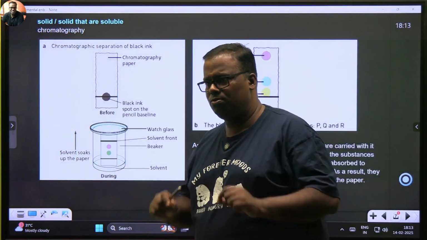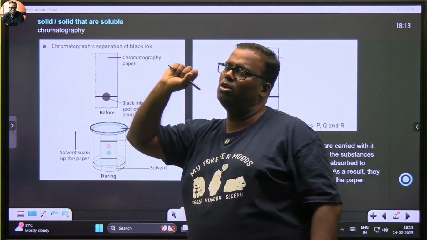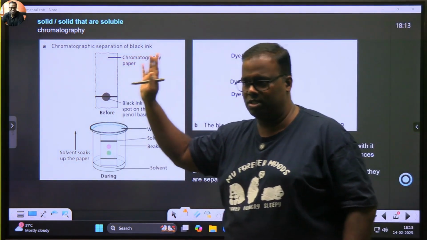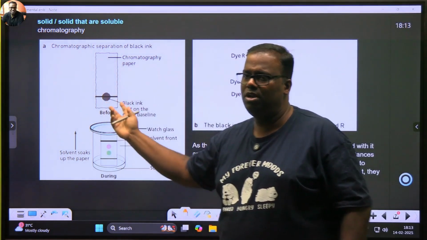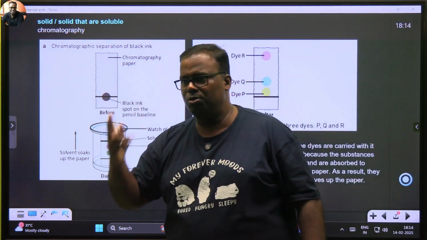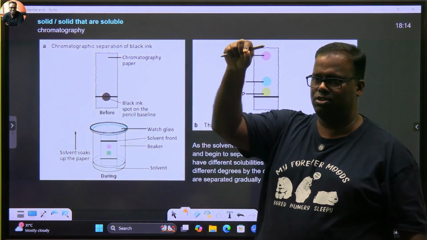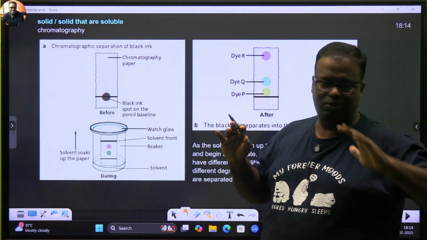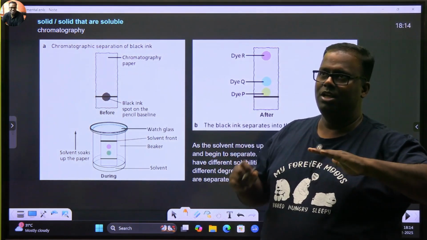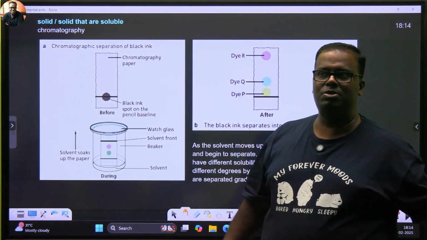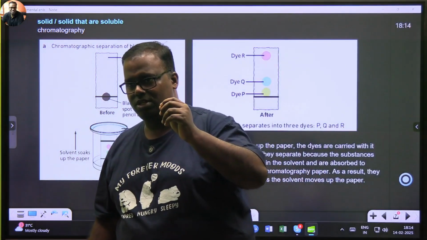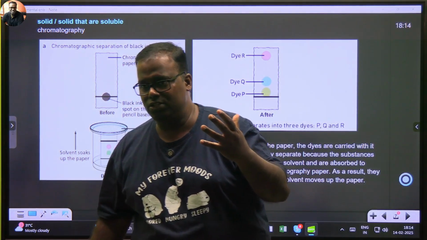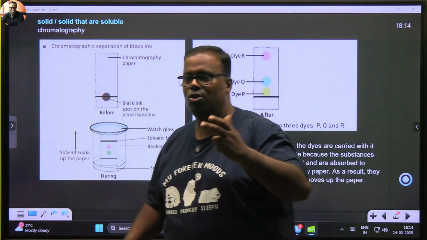Chromatography is used not only for solids that are soluble, it can also be used for liquids. Let's first understand what happens in chromatography for a solid. You will have a typical paper called chromatography paper, just like a post-it strip. You can use a filter paper also. For example, in the experiments we did in our school days, we took carrot juice and looked at the different components inside it, like chlorophyll and xanthophyll. All those have to separate out.